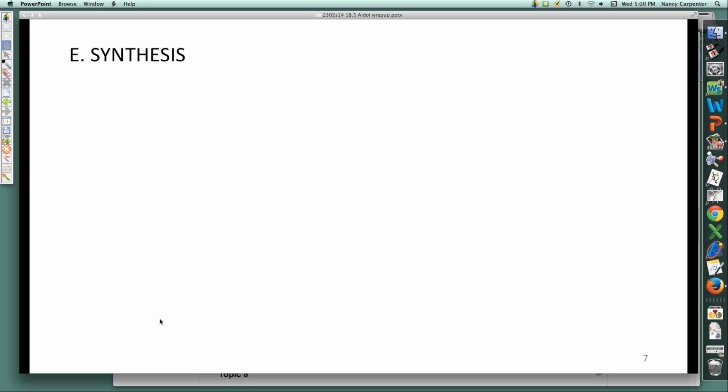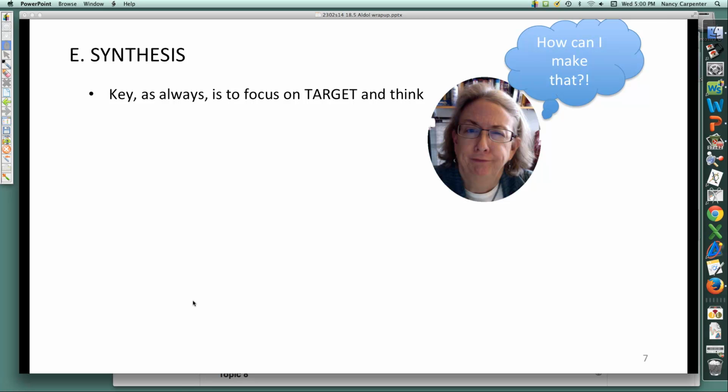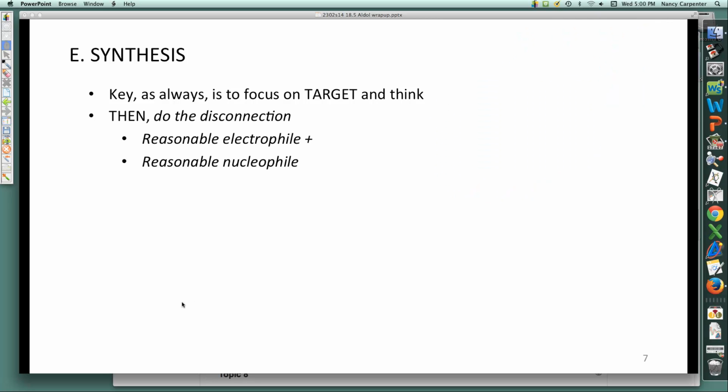Okay, so let's look at some simple, quote-unquote, synthesis and realize that the key, if you haven't figured it out already, is to focus on that target and think, now how can I make that in one step? So you'll do the disconnection so that you're pulling this big complex target molecule apart from a big carbon thing to smaller pieces that have an electrophilic piece and a nucleophilic piece that will react to get together to give you your target.